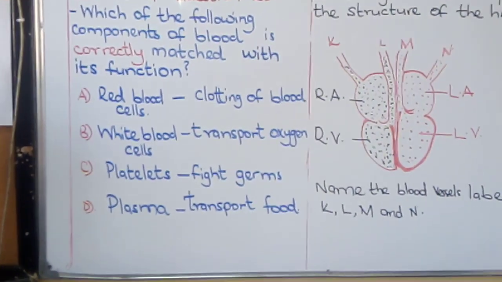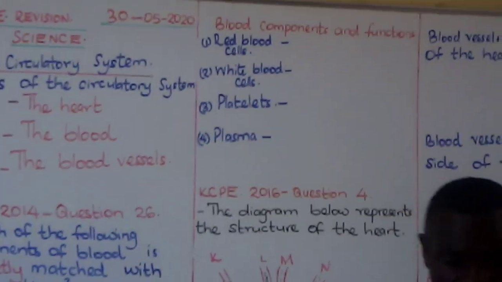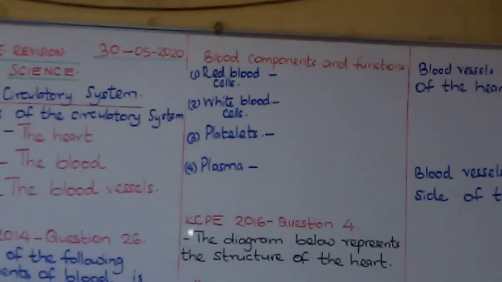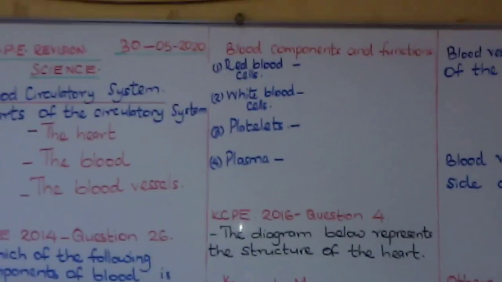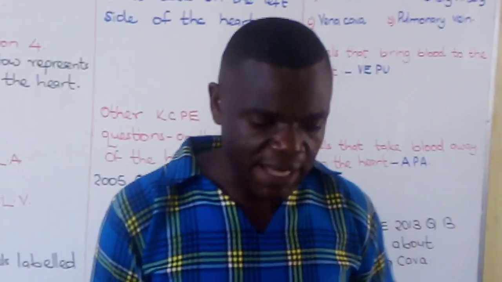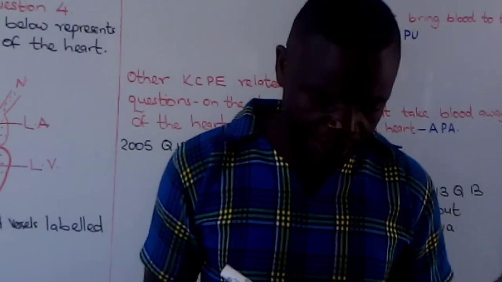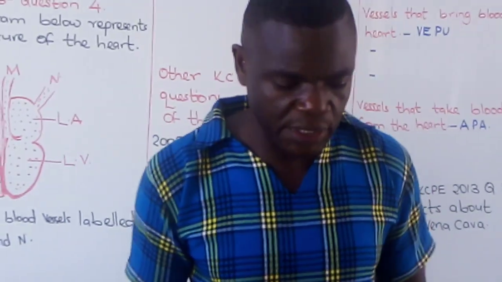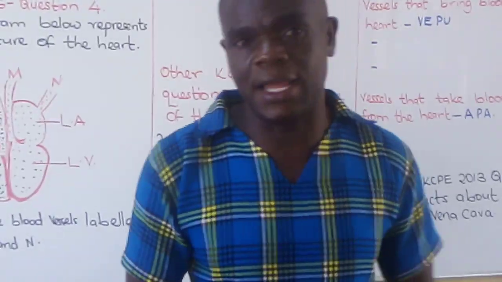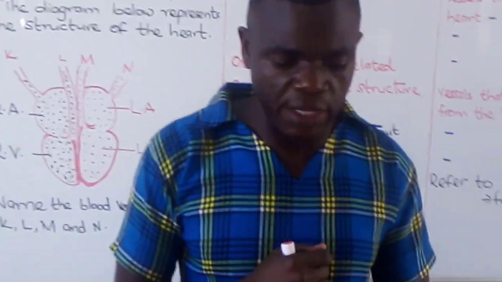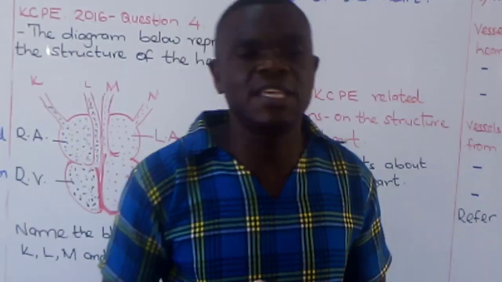We have the red blood cells. The red blood cells, we want to look at what their work is. The red blood cells are tiny. They are smaller than the white blood cells. It is the one that combines with hemoglobin. It's red in color, as the name suggests.